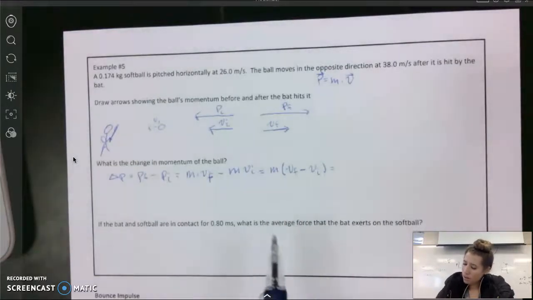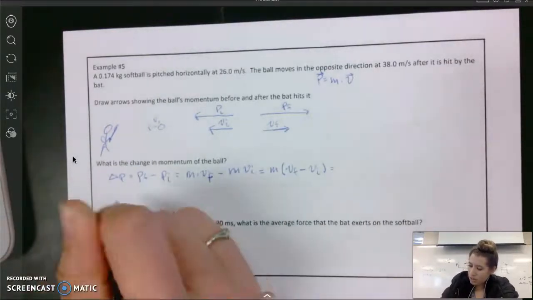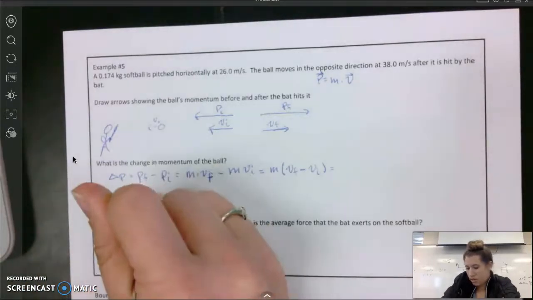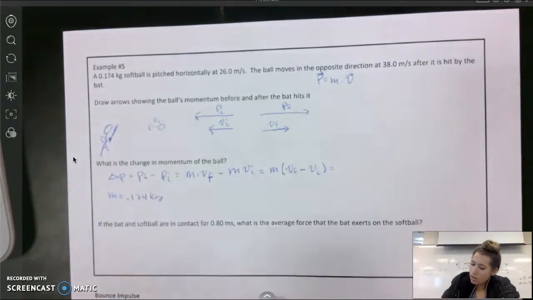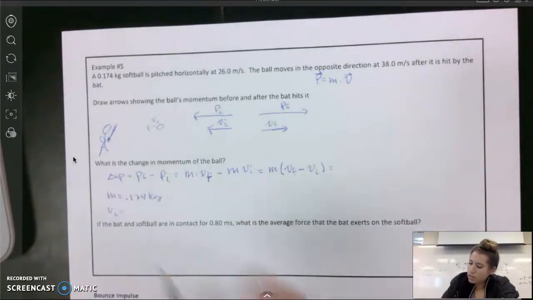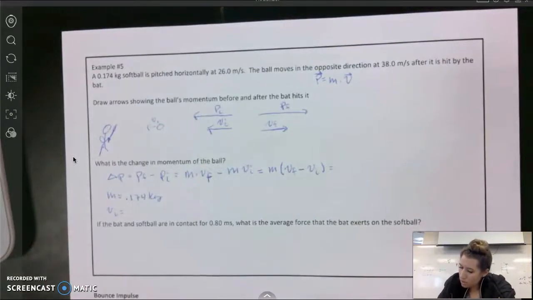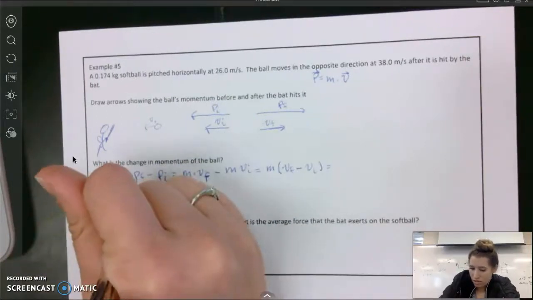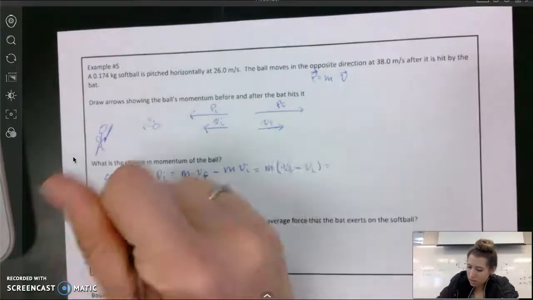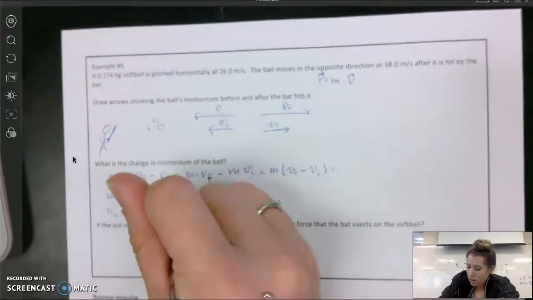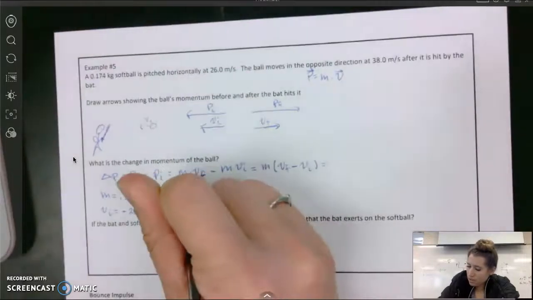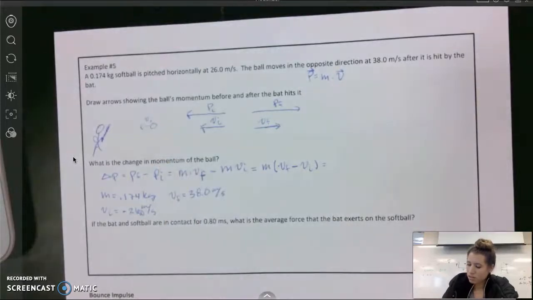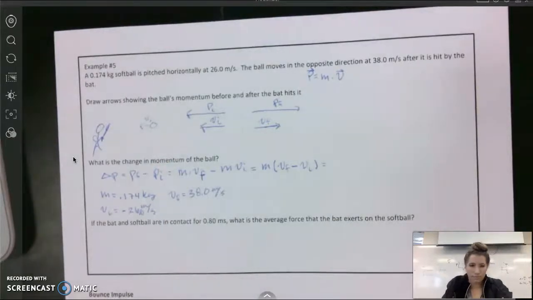Okay. Let me make our list here really quick. Mass is 0.174 kilograms. Velocity initial, pitched horizontally at 26 meters per second, and we're saying it was negative initially, so negative 26 meters per second. That's 3 sig figs. And then our velocity final is a positive 38 meters per second.